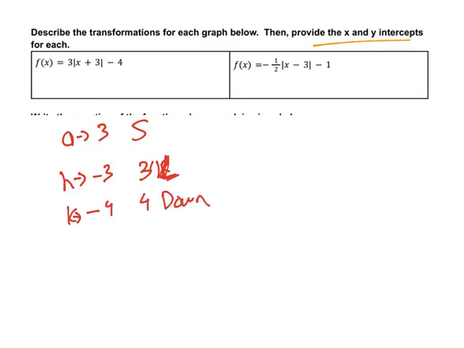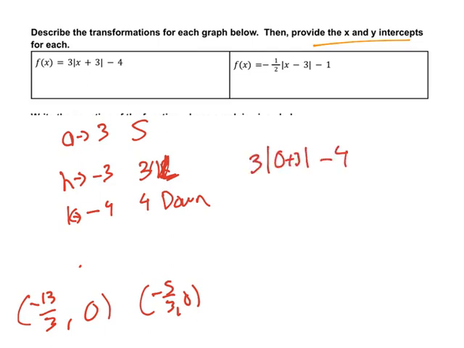And then for the x and y intercepts, you input 0 for y. Those end up being negative 13 thirds, comma 0 for the x-intercept. Sorry, there's two x-intercepts for this one. Negative 5 thirds, comma 0 as well. And then for the y-intercept, that's where x is equal to 0. We get 3 times 3 minus 4, which gives me 0, comma 9.